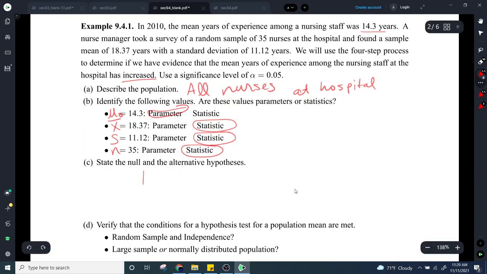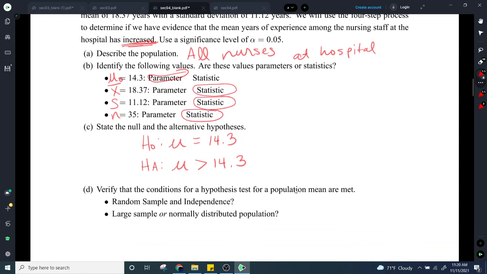So our null hypothesis, remember, it's the status quo, nothing has changed. The population mean is still at 14.3. That's what we're comparing it to. The alternative, remember, you set that up based on the phrasing in the question. Has the experience level increased? So that means we want to know if mu is greater than 14.3.